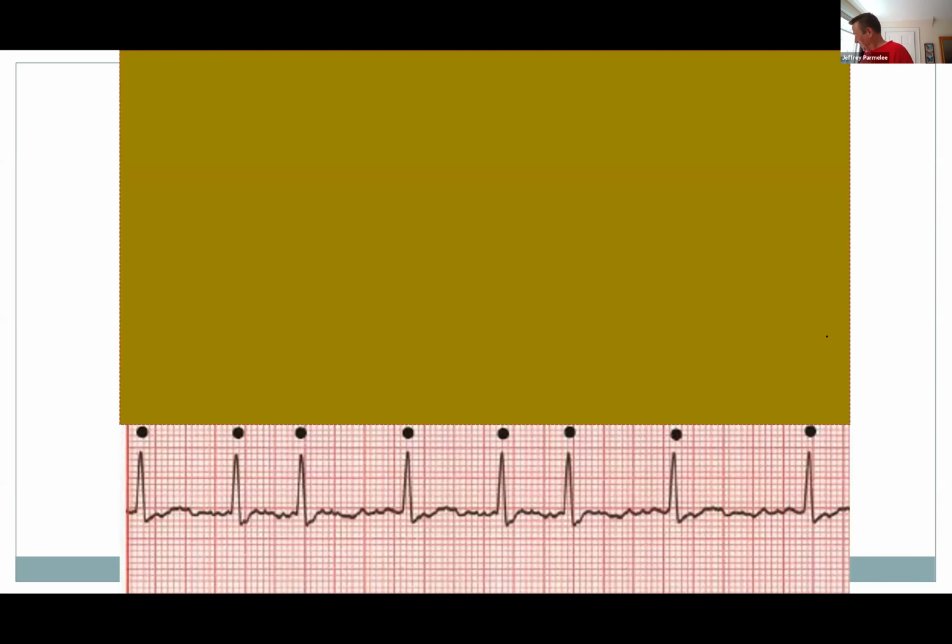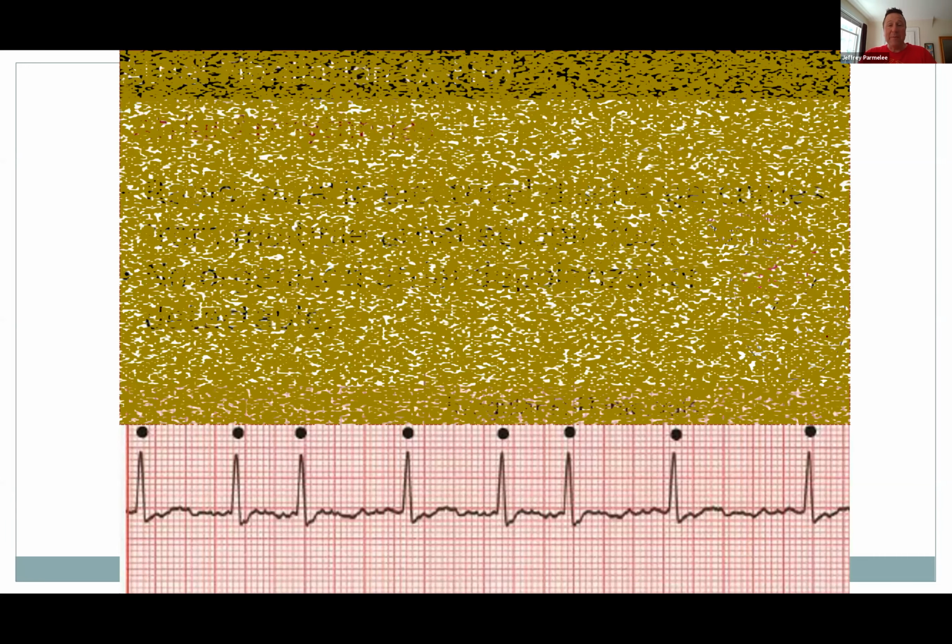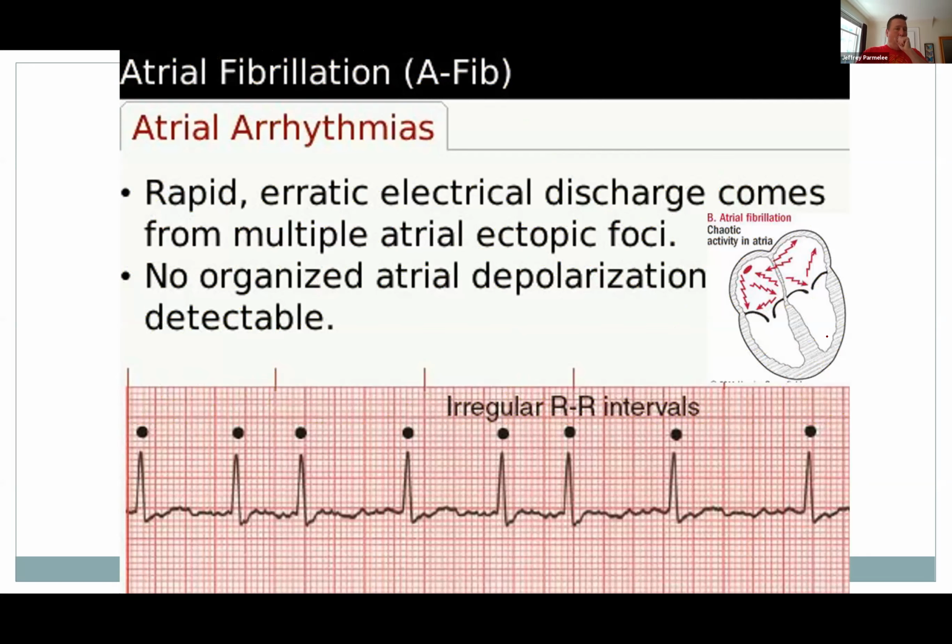What's this? I see a nice QRS, right? Those peaks, solid. But what about the P? Yeah. So AFib, or atrial fibrillation, is when your atria, instead of having a nice rhythm, are fibrillating. They're going chaotically. And many people have AFib asymptomatically. You don't even know it. You're walking around with AFib.